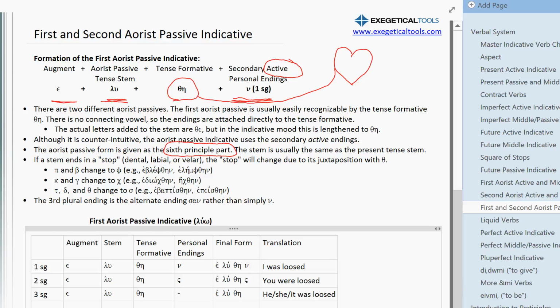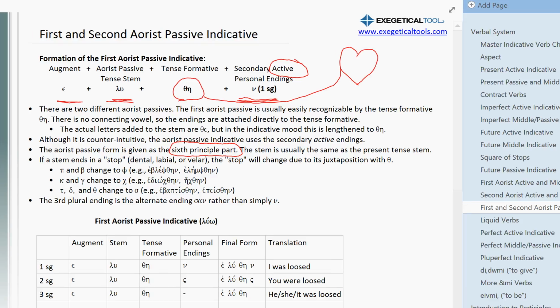Now, I've already mentioned there's two different aorist passive forms here. The first is recognizable by the theta eta. There's no connecting vowel. Notice there's nothing here, no connecting vowel, and that's because the tense formative ends in a vowel, and so you can tag the endings on there without needing to add a connecting vowel, no problem.